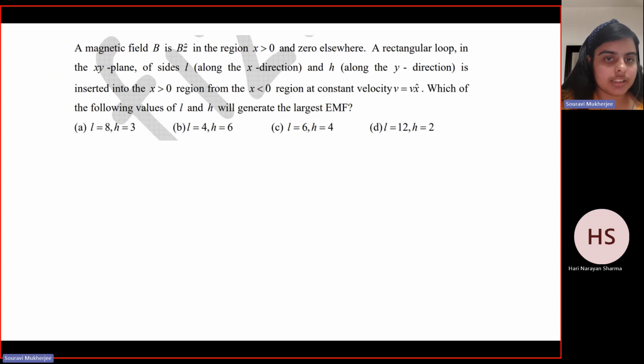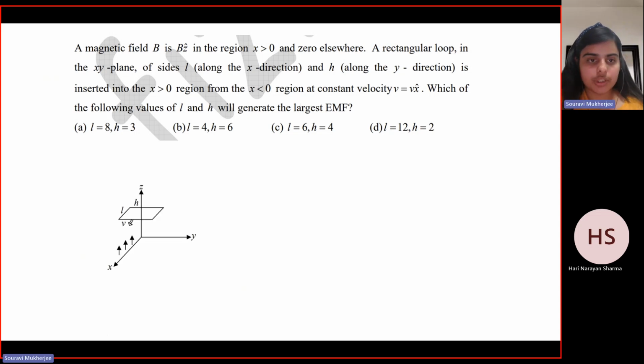Now this is another question which says that you have a magnetic field in the x greater than 0 region, and in all other regions it goes to 0, and you have a rectangular loop in the xy plane with the sides specified. You have side L in the x direction and H along the y direction. It says you move this from x less than 0 to x greater than 0 at a constant velocity V x cap, so the velocity is along the x direction. Which of the following values of L and H will generate the largest EMF?